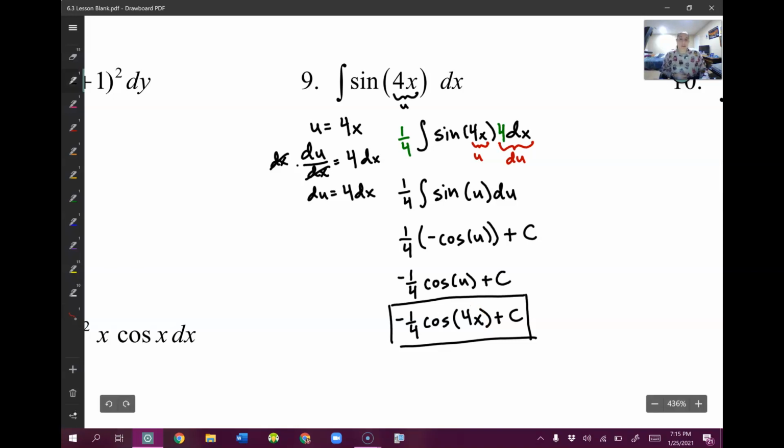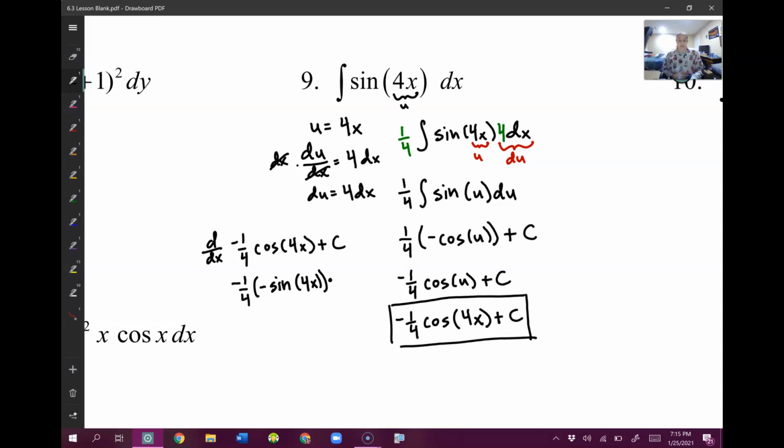Now, I did also want to take a second to show you that there is a check step with all of these. If I take my answer, negative 1/4 cosine of 4x plus c, remembering that c is a constant, a number, and I take the derivative of this. Well, I'd have negative 1/4. The derivative of cosine is negative sine, and this is going to be a chain rule. So now I'm going to multiply by the derivative of the inside, which is 4, and then the derivative of this constant, a number, is just 0.